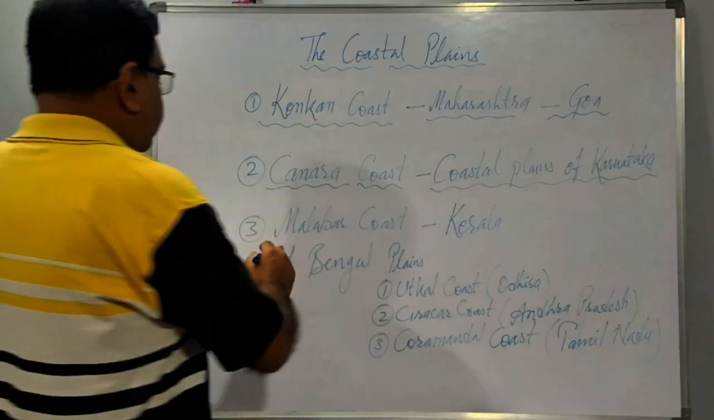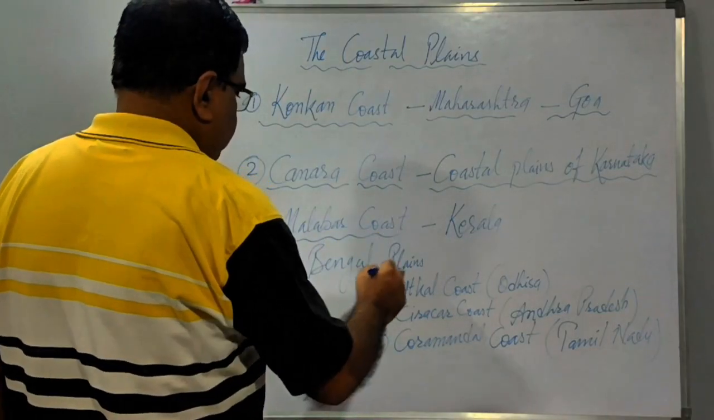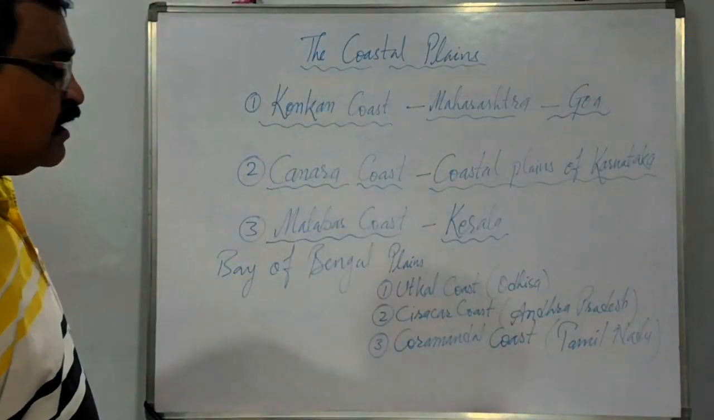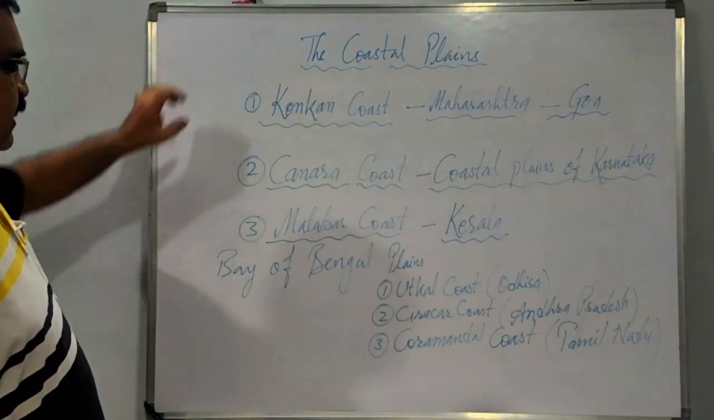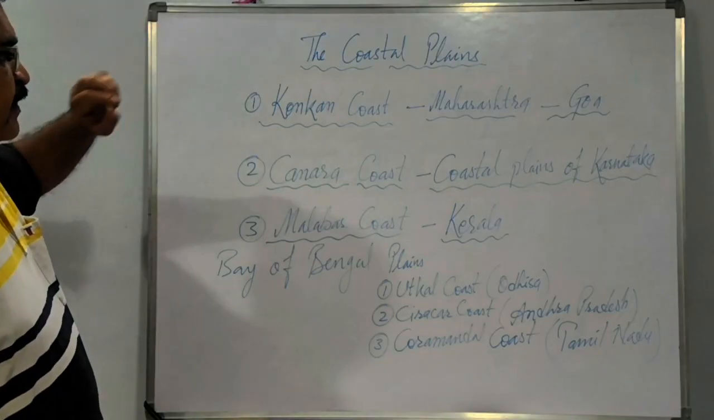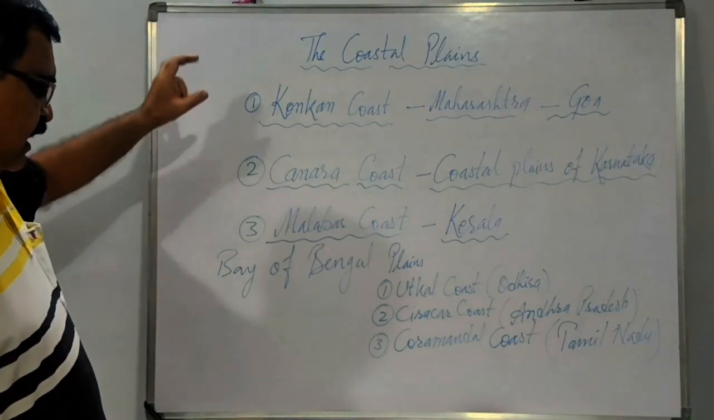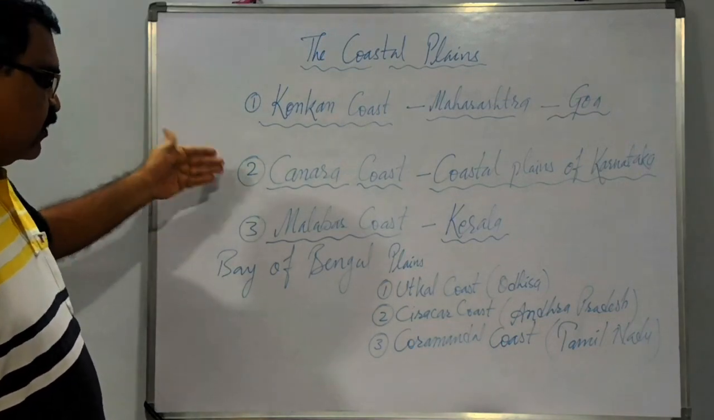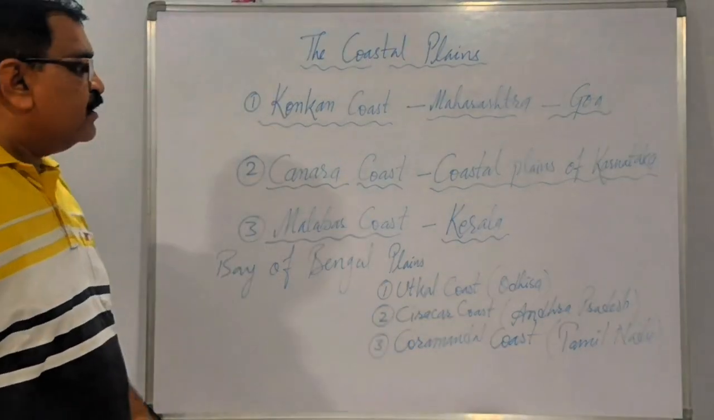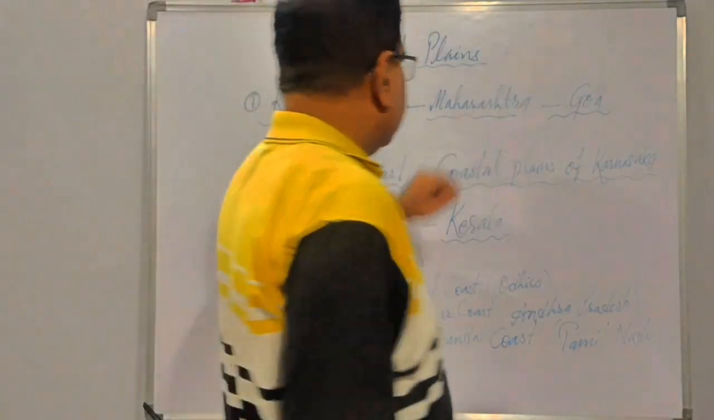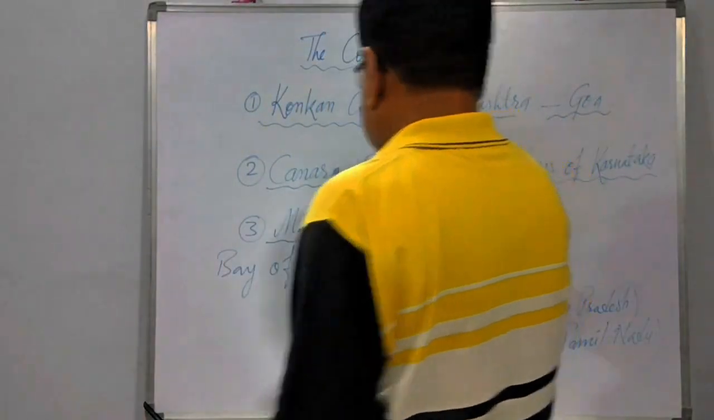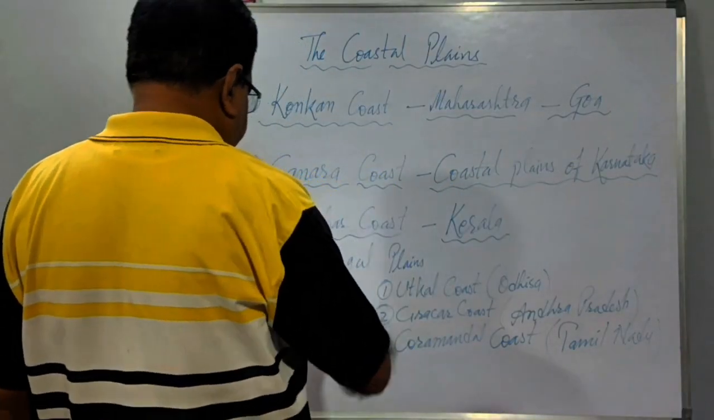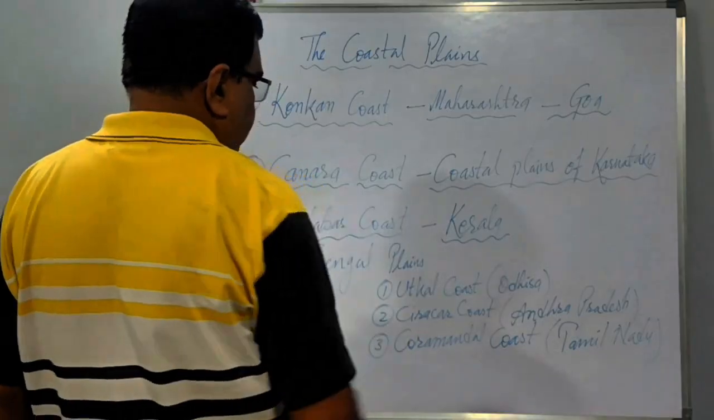The next is the Malabar coast. The Malabar coast covers the coastal region of Kerala. In the western side, the Arabian Sea plains consist of the Konkan coast, Canara coast, and the Malabar coast. The Konkan coast consists of the state of Maharashtra to Goa. The Canara coast consists of the total coastal plains of Karnataka, and the Malabar coast consists of the coastal region of Kerala.